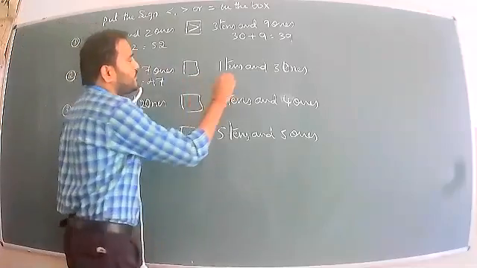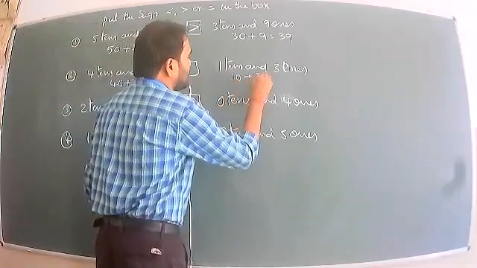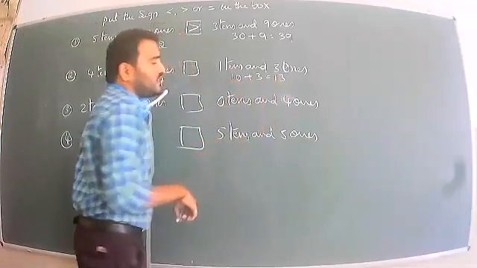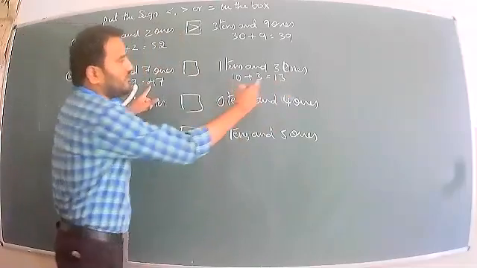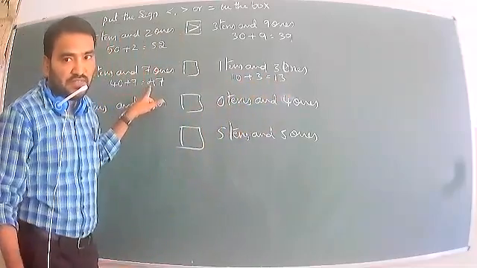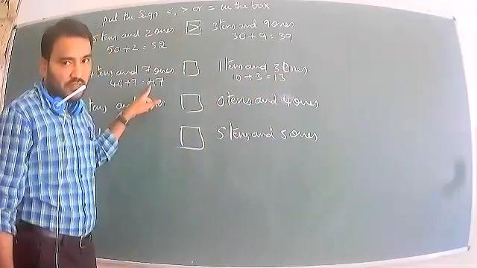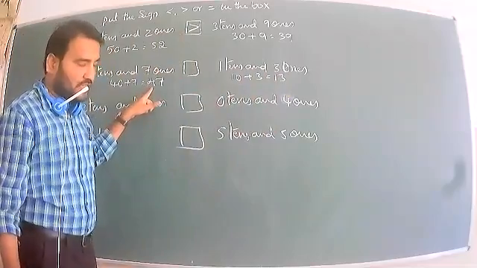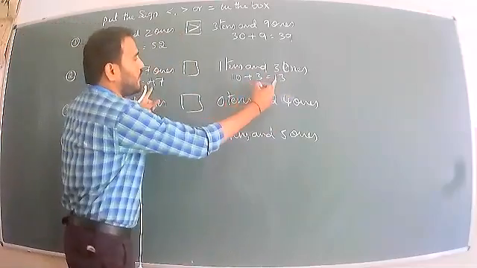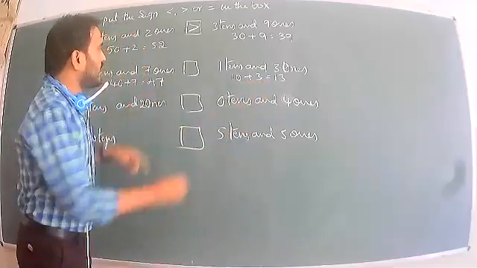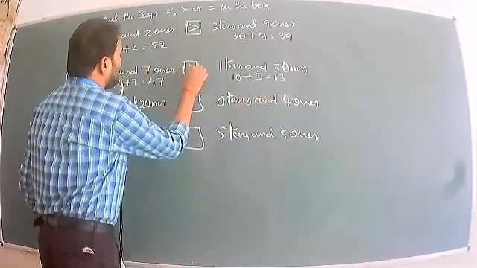Next, 1 ten means what? 10 plus 3 equal to 13. Which one is greater? Here 4, here 1. Compare the first digit, the tens place. Here 4 and 1. Which one is greater? 4 is greater.